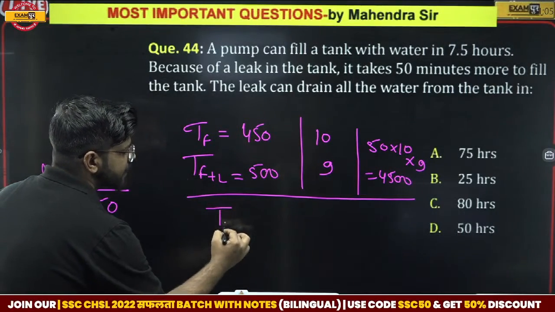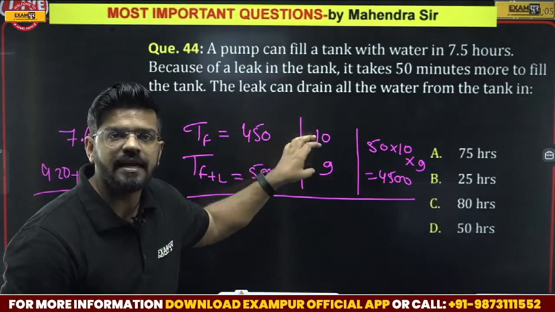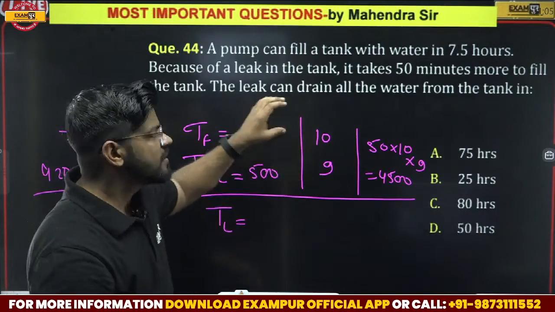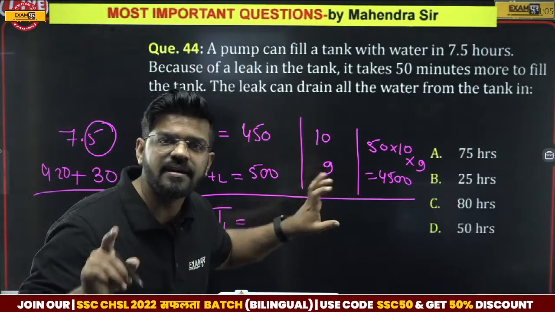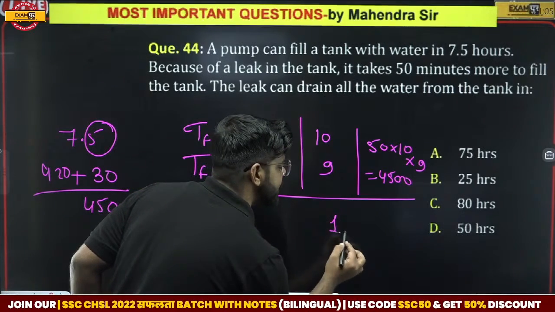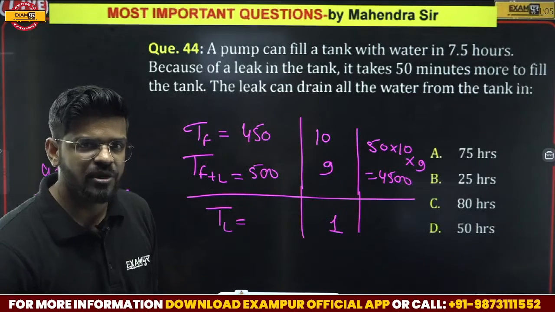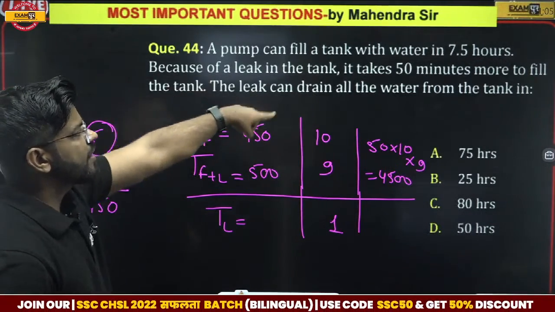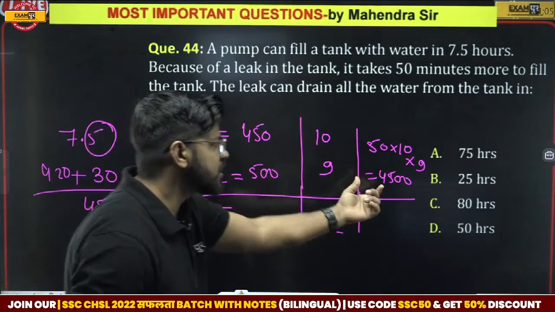Now we can find the leak. Fill pipe is filling 10 liters per minute, but due to the leak, now it is filling 9 liters per minute. That means the leak pipe is leaking 1 liter per minute. Yes or no? Clear? Very good. So the leak can drain all the water. How much water is there?